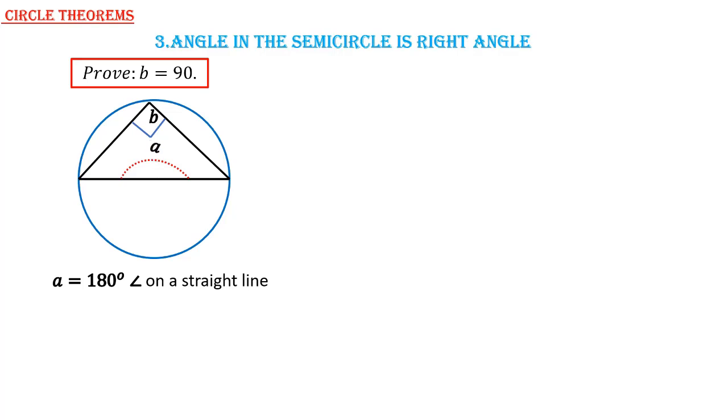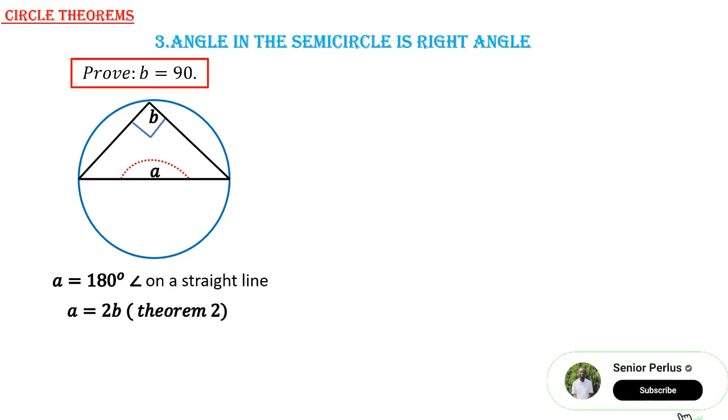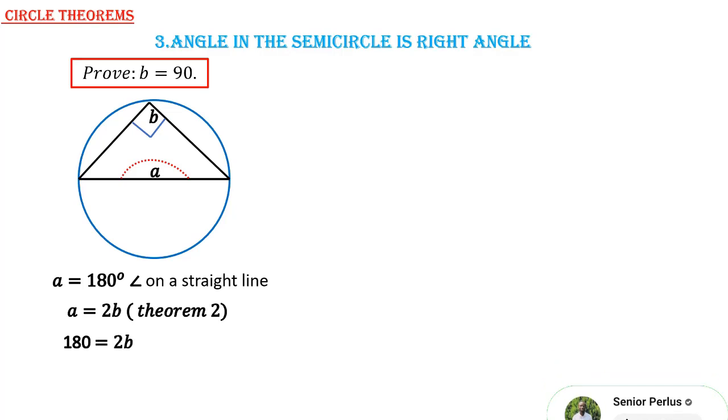Then from theorem 1, we are saying that the angle at the center is twice the angle at the circumference. Do you remember? So that's from the theorem. Therefore A equals 2B. Then let's equate the A's. So 180 degrees equals 2B. If we divide both sides by 2, our B will be 90 degrees. That's the right angle, right? So angle in the semicircle is a right angle.